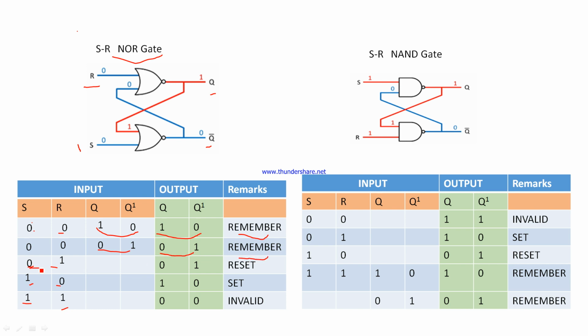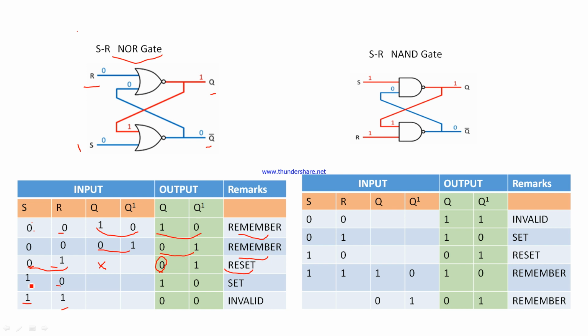Then the next possibility, when you put S and R as 0, 1, whatever will be Q, either 0 or 1, let's put it X. X means it can be 0 or a 1. The output Q will always be 0. So we call that the reset state.